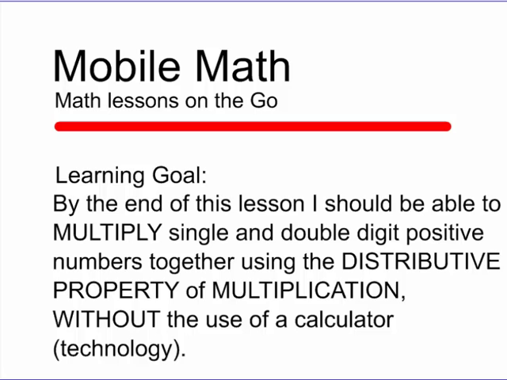Today's learning goal: by the end of this lesson, I should be able to multiply single and double-digit positive numbers together using something called the distributive property of multiplication. And again, I'm doing this without the use of a calculator or any other technology.